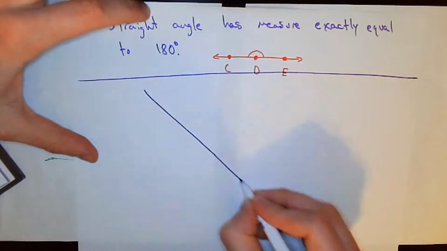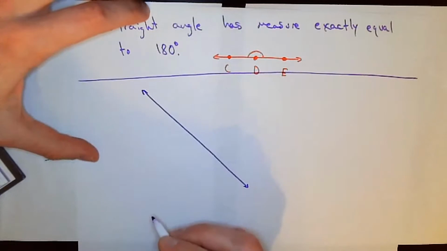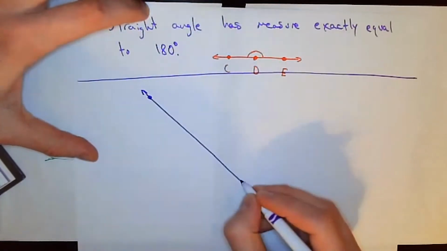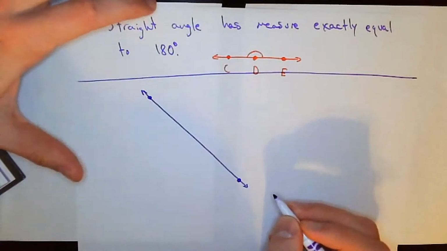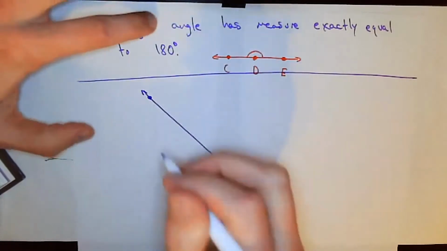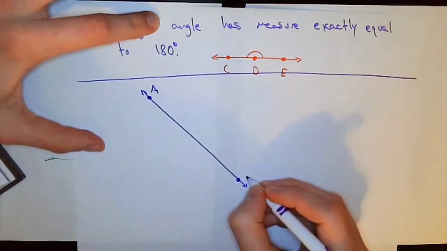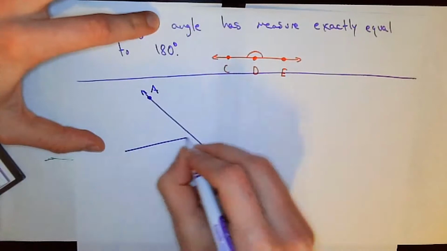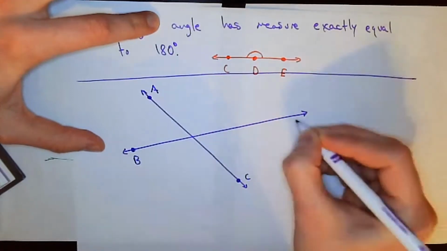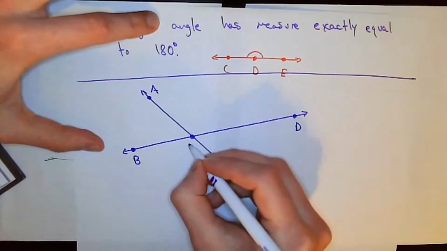So let's now talk about two lines that are intersecting and talk about how their angles are related. When I take two lines and intersect them, not just two rays, but two lines, I'm going to create 4 angles. Let me call this A, I'll call this C, and I'm just going to take some other random line. Here we go, and I'll call this point B and D. And I've got to name the center point now, and I'll call it E.